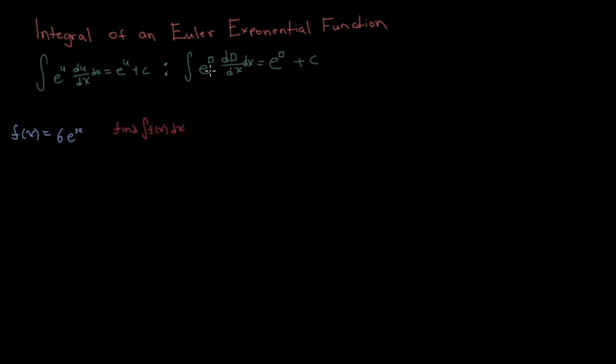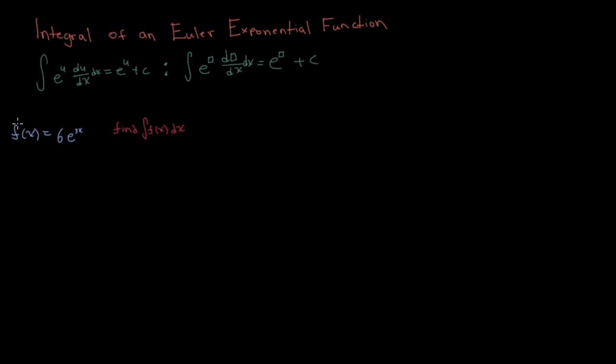Another way to look at it is e to something, whatever that something is, whether it's x, 2x, whatever, as long as there's an x in there somewhere, times the derivative of whatever is in there with respect to x, dx, is equal to e to whatever that exponent is plus c. That may sound a little bit abstract, so let's do an example.